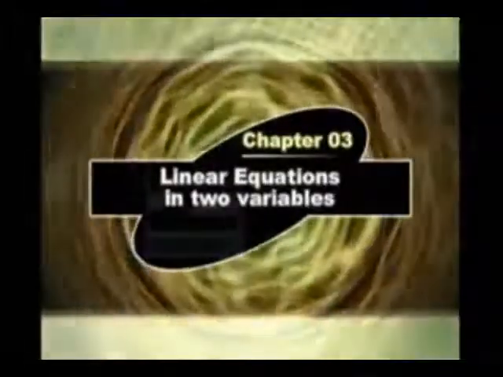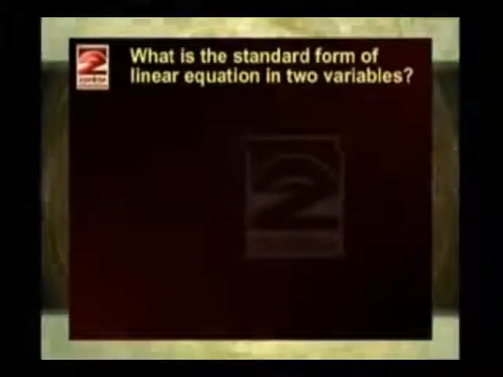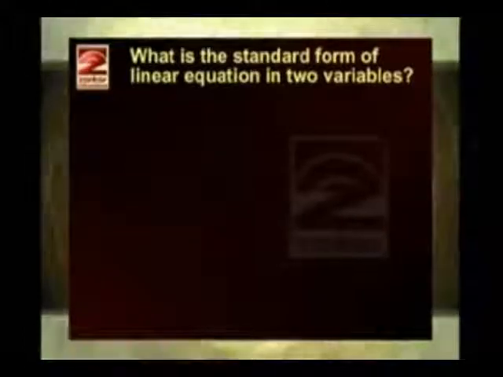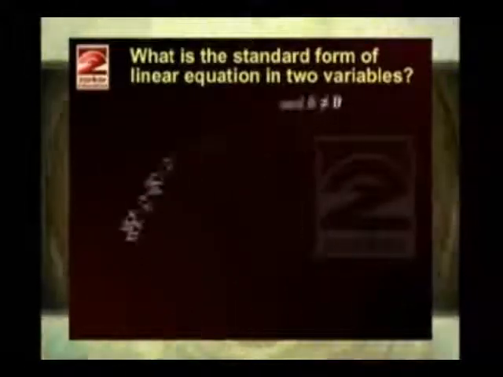Chapter 3. Linear equations in two variables. So first we'll see what is the standard form of linear equation in two variables. It is ax plus by plus c is equal to 0, where a is not equal to 0 and b is not equal to 0.